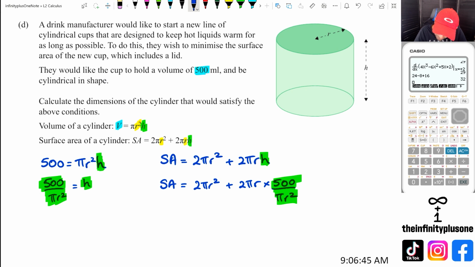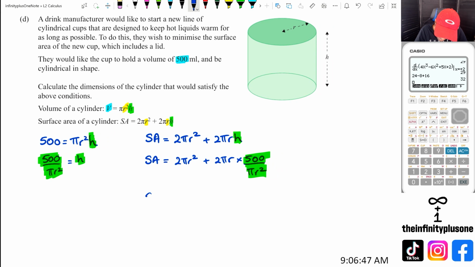Once that's done, I can then start simplifying things here. So I'm going to get 2 pi r squared plus, now 500 times 2 is going to become 1000. The pi's are going to cancel out, and the r and r1 is going to cancel out. So it's going to be 1000 over r.